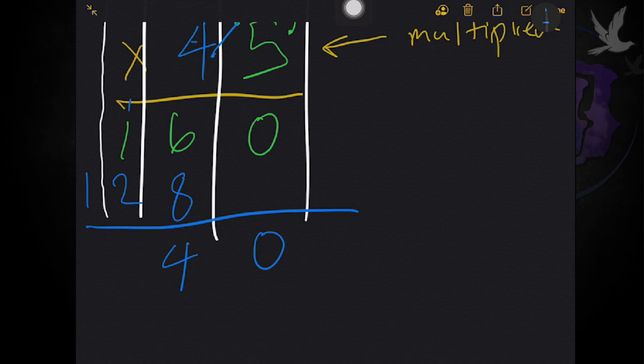1 plus 1 plus 2 will give you 4. 1 plus 1 plus 2 will give you 4. And 1 doesn't have anything there. 1 is lonely. So bring down 1 lang. So we now have a final answer of 1,440.